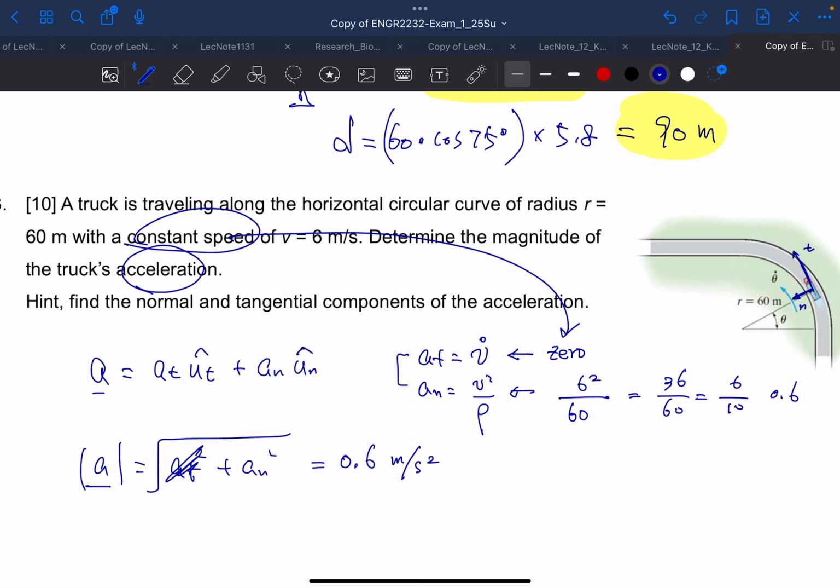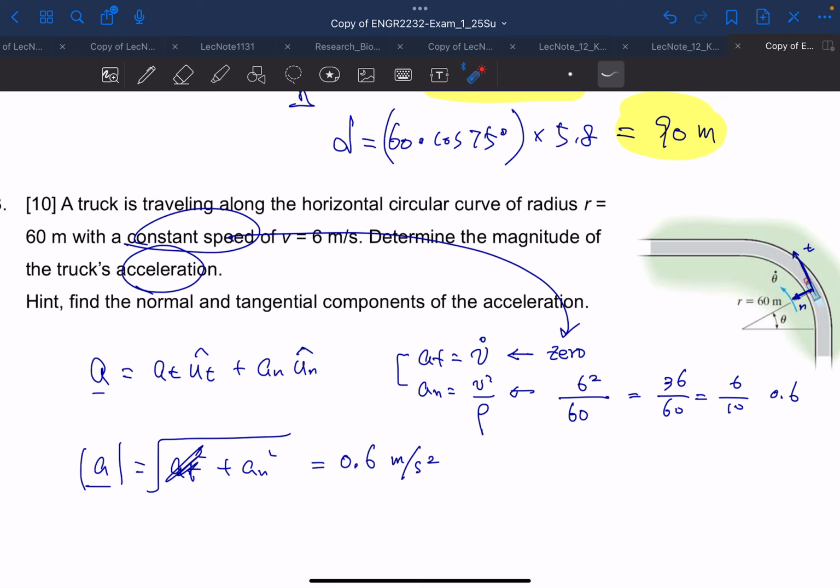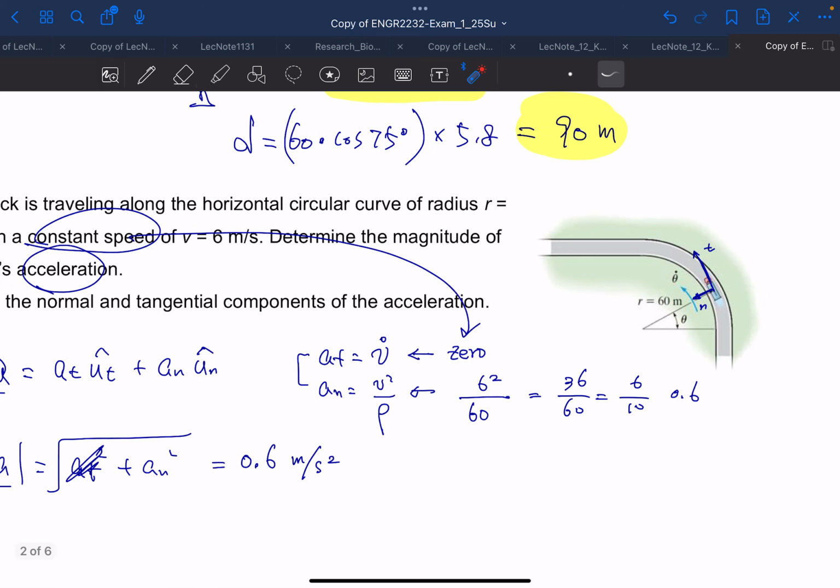So this problem is pretty straightforward, and many of you did well. Some of the mistakes I remember were about this part, noting that it has a constant speed, so it has to be 0. Any questions up to this part? Okay, let's move on.